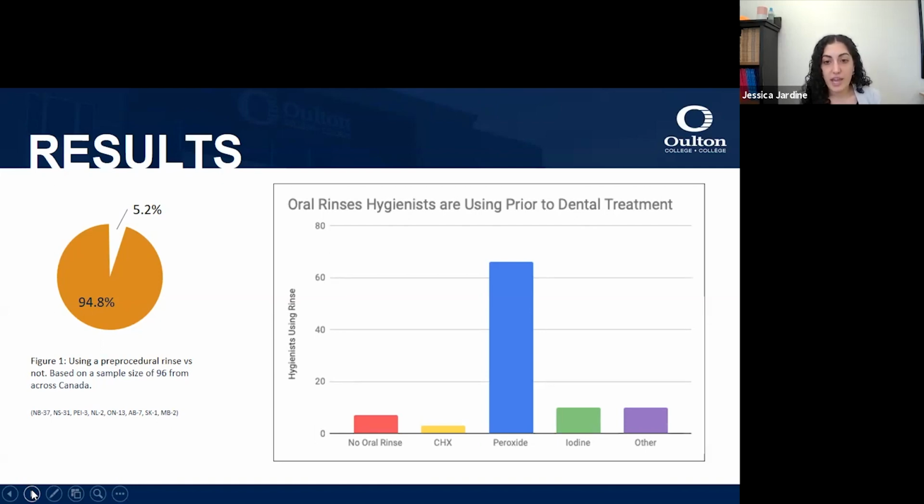The next question we asked was which pre-procedural rinse they were using prior to dental treatment. Around 60 hygienists said they were using hydrogen peroxide, around 10 said they were using povidone iodine, and less than 10 said they were using chlorhexidine.